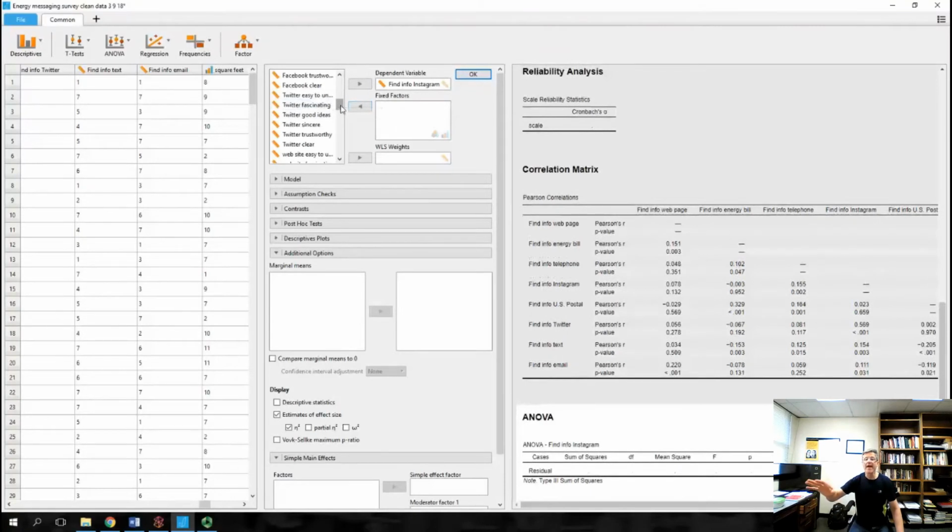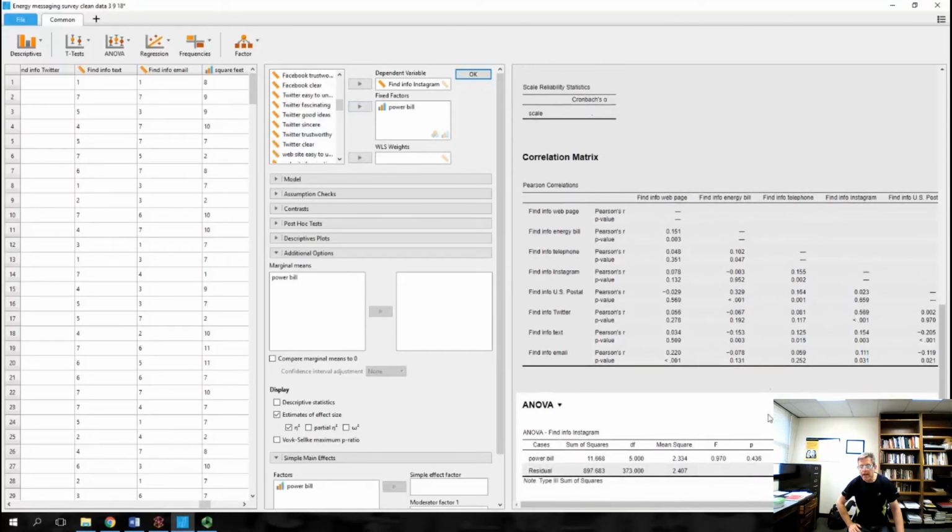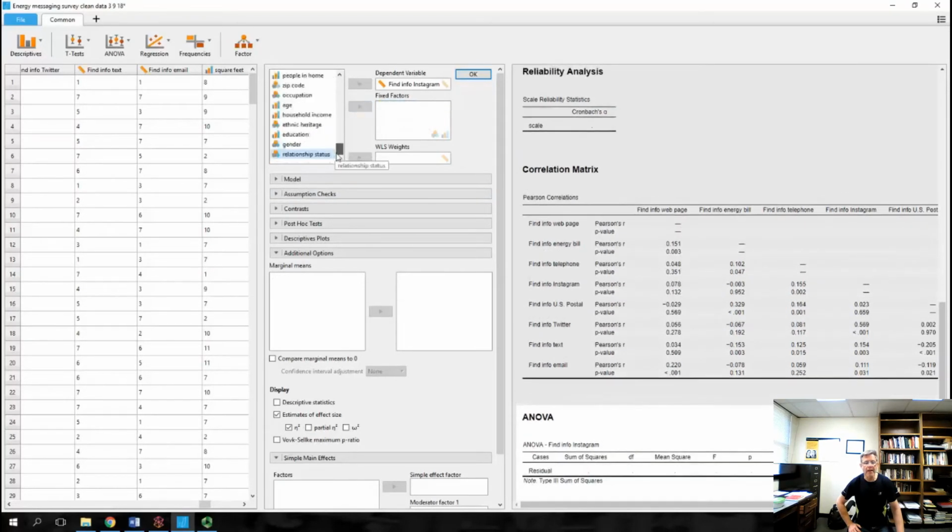All we have to do is report it's not significant, which means based on Instagram, square footage of house, those people are not different. Those different groupings of the size of square foot of the house, that didn't matter to Instagram. We don't think there's any difference there. So then I go to Power Bill and click that one, and that one too is not significant. Now I'm going to go back and click number of people in the home.